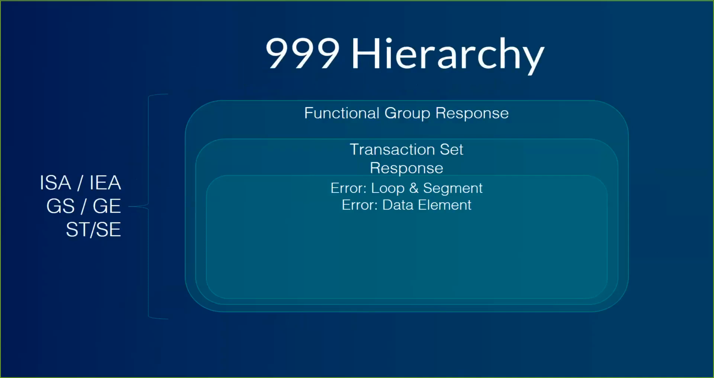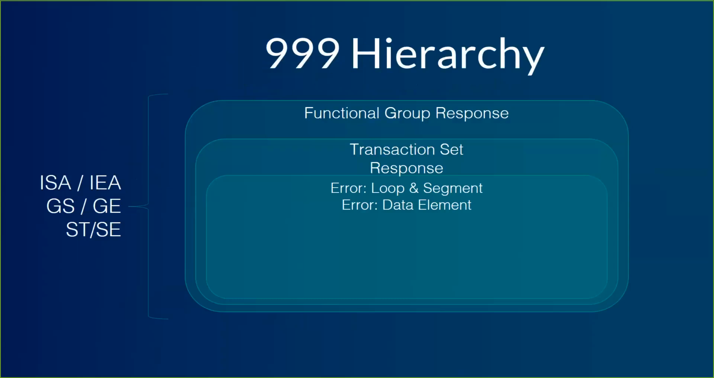So the ISA, IEA, GS, GE, ST, SE, all of that is on the top and the bottom of these layers. So like other X12 transactions, this one starts more general up at the top, and it gets more specific the further down and in we go. The first layer up there is the functional group response. Now remember, I'm drawing a connection between functional group and GS to GE. So what this is saying is that this is a response to a specific GS to GE section of the original transaction. Underneath that, we get a transaction set response. This is where I'm going to draw another connection that we're going to refer back to.